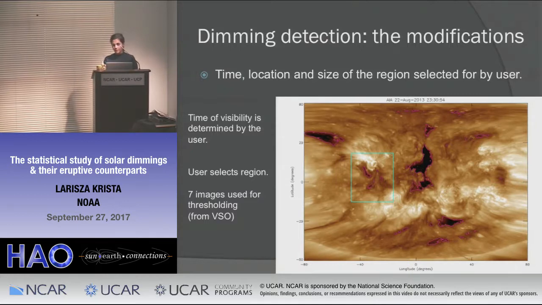But the difference for the dimming detection is that we don't use the whole of the sun. The user comes in and says, okay, I know when the dimming appeared, it was in this region. So the method is semi-automated at this point. All the user has to do is click on the image to define a box where the dimming has appeared at the time when the dimming was observed. From that point on, the method is completely automated. The algorithm will basically identify the dark region in that frame, and using 7 images.